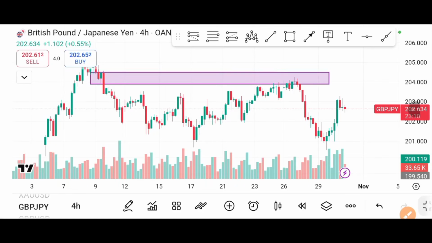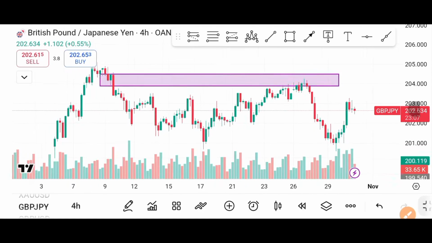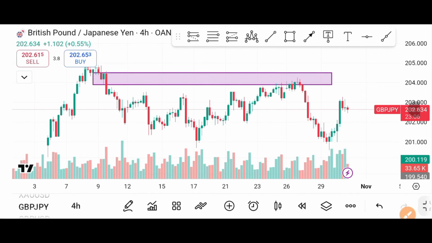So guys, I want to draw your attention to what is currently happening on my chart. As a smart money concept trader that I am, okay? I don't joke with the order block entry model. Now, this is on the 4-hour time frame and this is on GBPJPY.